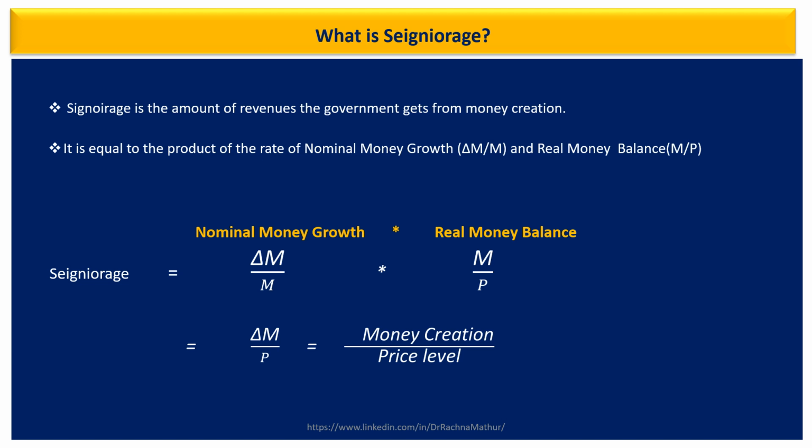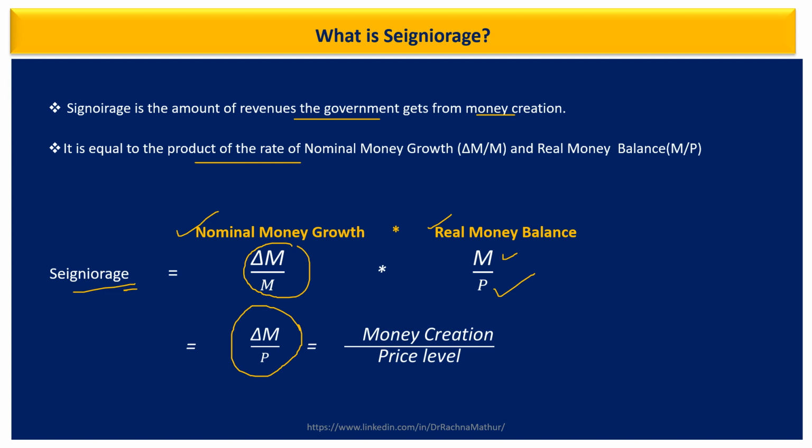Let us see the mathematical expression for seigniorage. As already discussed, seigniorage is the amount of revenue the government gets from money creation. So seigniorage is equal to the product of the rate of nominal money growth and the real money balance, that is, money supply divided by price level. Therefore, the final seigniorage equation is the money creation divided by the price level in the economy.